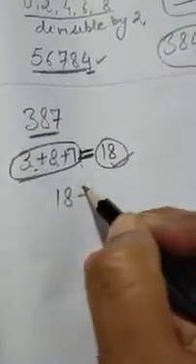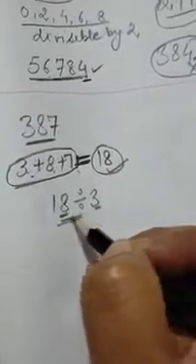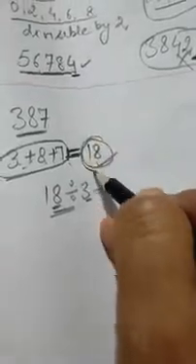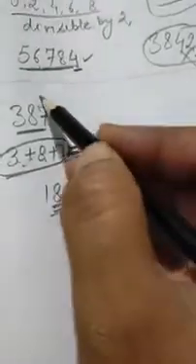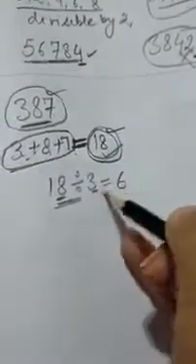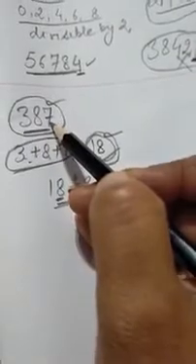Now 18 is divisible by 3, because in the table of 3 we are getting 18. 18 divided by 3, we will get 6. If the sum of the digits is divisible by 3, then this number is also divisible by 3. Now 18 is divisible by 3, so 387 is also divisible by 3.